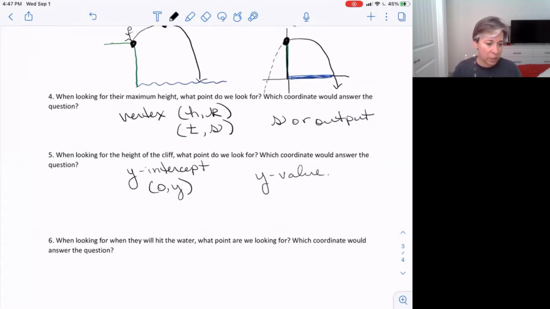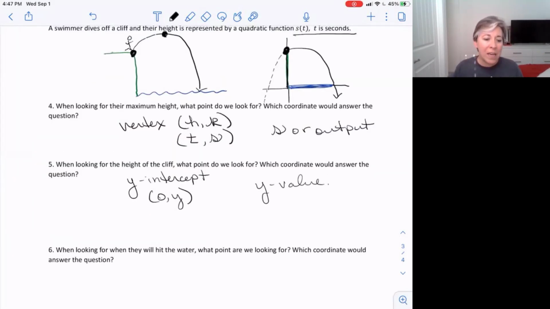The last question, when looking for when they will hit the water, okay, so there's a hint there. When they would hit the water, not where, what point are they looking for? Well, here's the point where it hits the water. What point is that? That would be your x-intercept or t-intercept. Remember, your x-intercept has an x value and your y is 0.